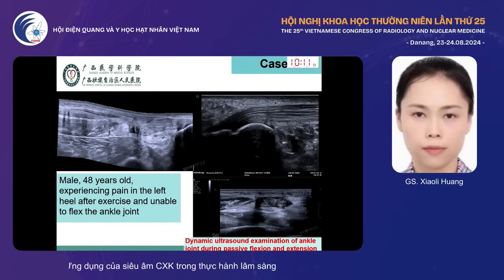And this picture, there is also another picture, but I can't find the picture. We can see this is a normal Achilles tendon, and the video is a dynamic ultrasound examination of the ankle joint during passive flexion and extension. And this video can be played.